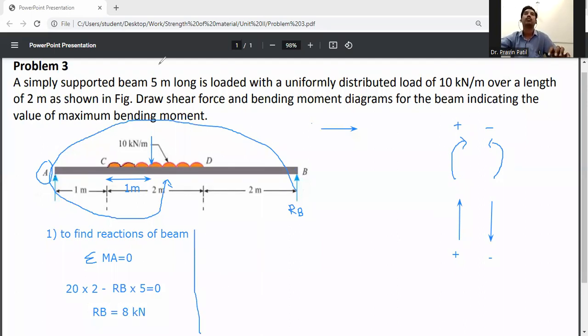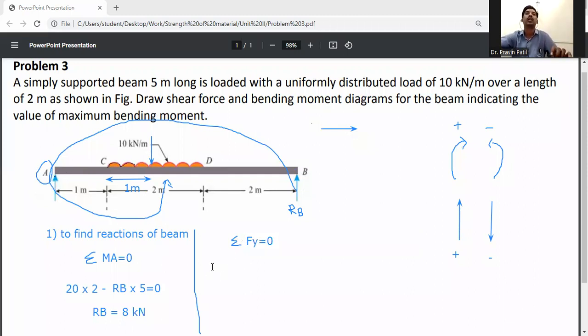Summation of Fy is equal to 0. Summation of Fy is the algebraic sum of all the vertical forces. They may be upward or downward. So, summation Fy is equal to 0.